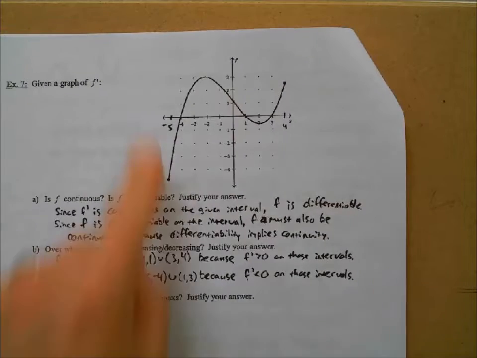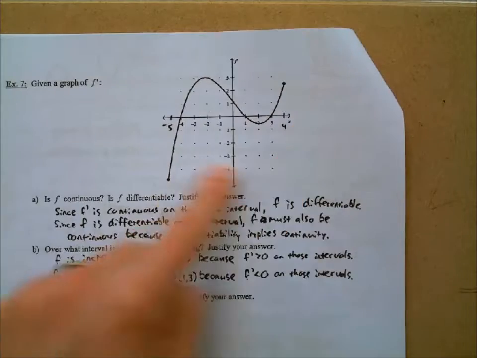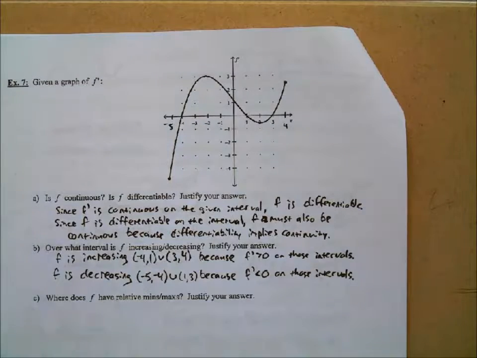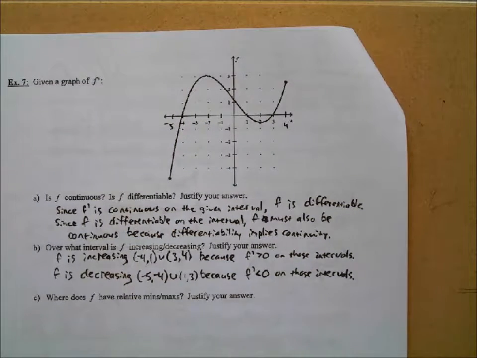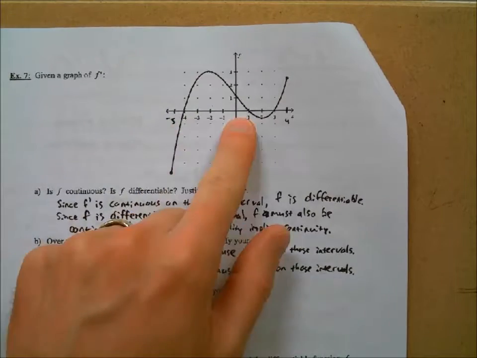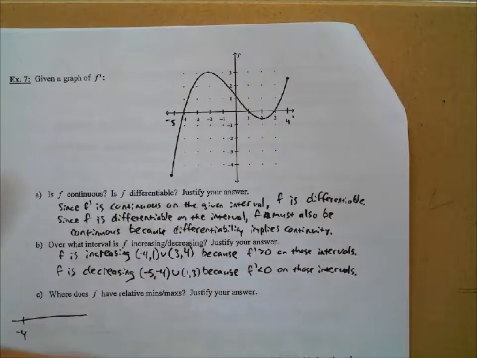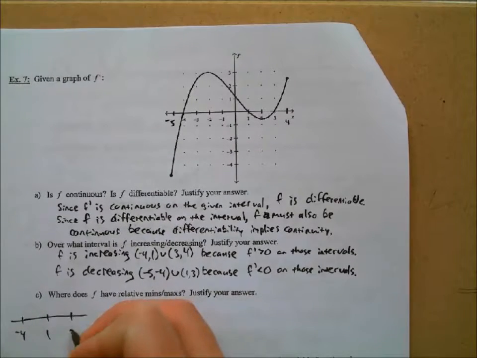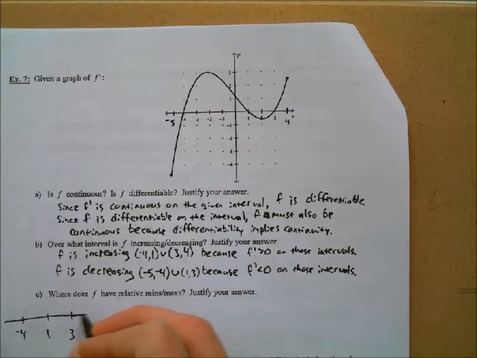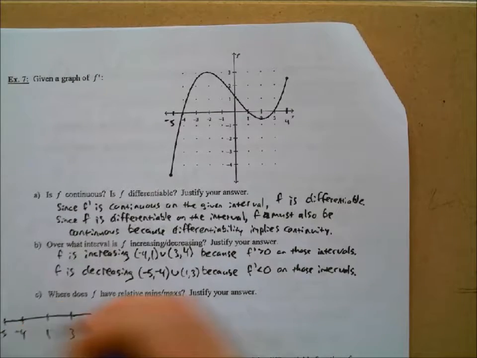Well, here's the derivative, f prime. The critical points of f are when the derivative is what? 0 or undefined. Does our derivative equal 0 here? Yes, negative 4, 1, and 3. So I'm going to draw our little number line. If you want to, you can do this. You can also just look at the graph, but we'll do it this way. Okay, and of course, I'll put the endpoints there, negative 5 and positive 4 as well.